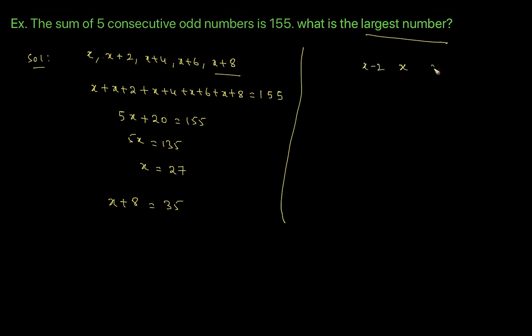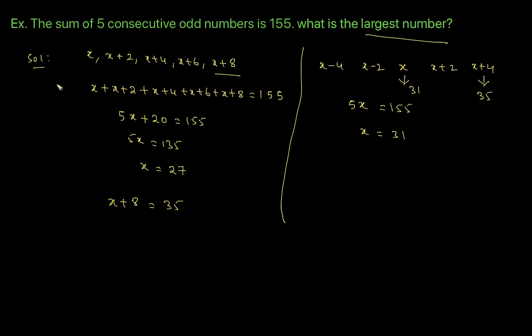Take x, x minus 2, x plus 2, x minus 4, x plus 4. Now when you add these numbers, what do you get? All the others are cancelled. It remains 5x equals 155, so x equals 31. So what is the largest number here? x plus 4, so this should be 35. That's all. Simple. The consecutive numbers concept is clear. No more doubts. Good.